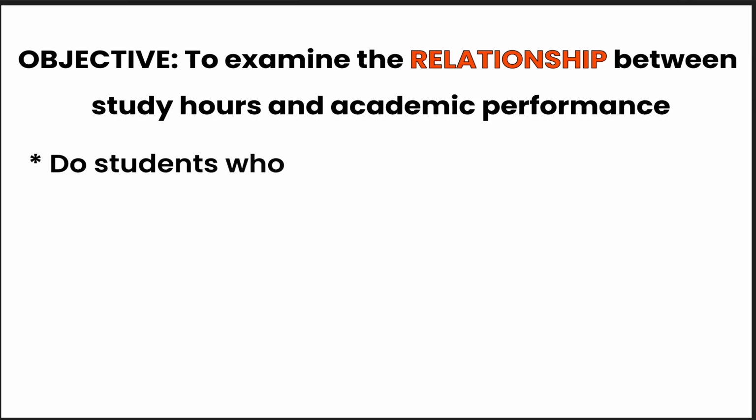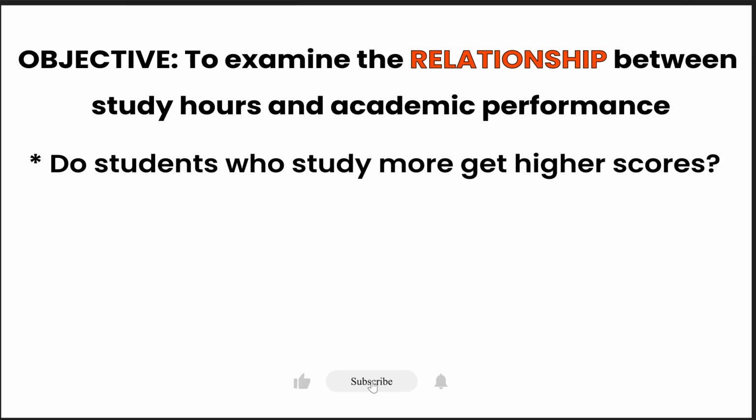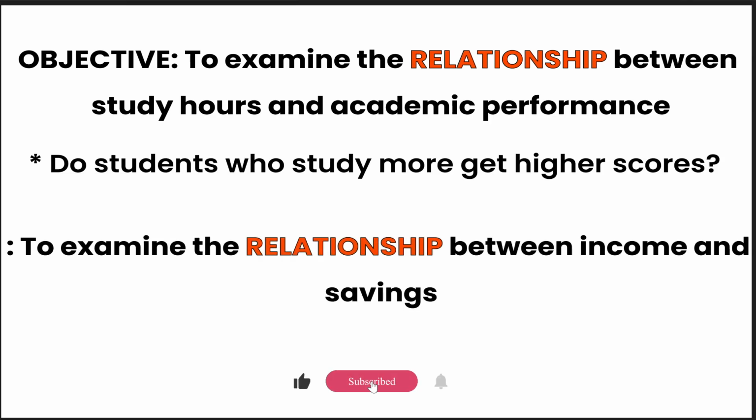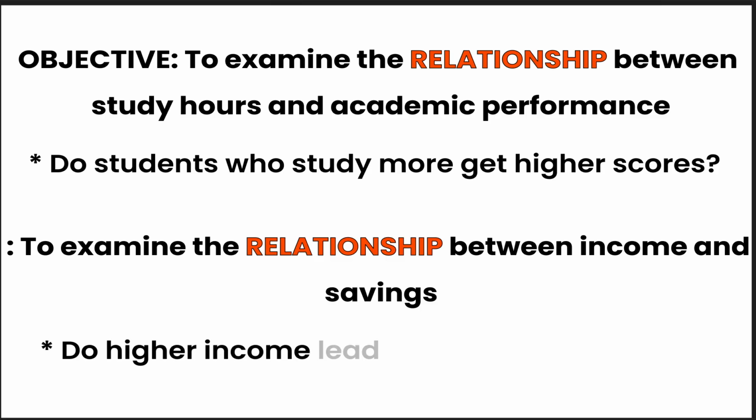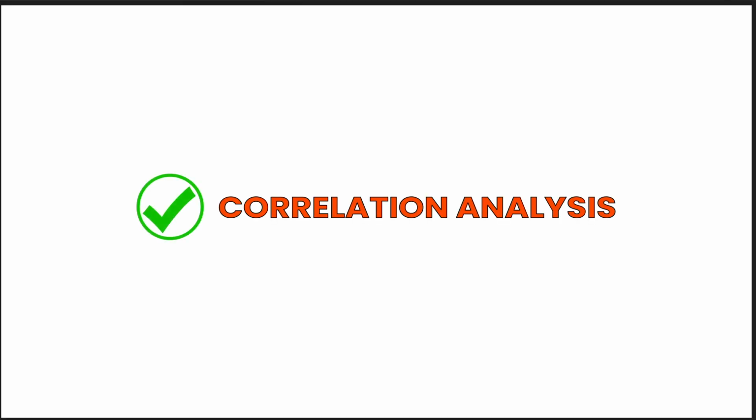Let's say you have an objective that states to examine the relationship between study hours and exam performance, meaning you want to know if the students who study more get higher scores. Another example, to examine the relationship between income and savings. You want to know, do higher incomes lead to higher savings? The best analysis to use for relationship is correlation analysis. It helps you to check the relationship or the connection or association between two variables.